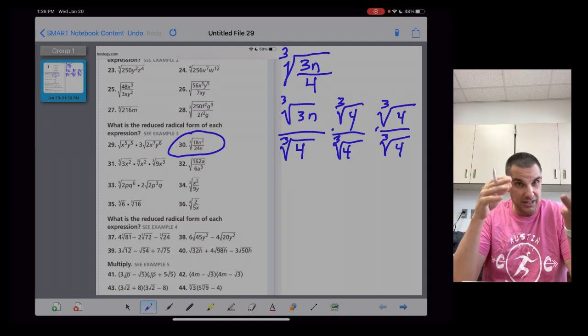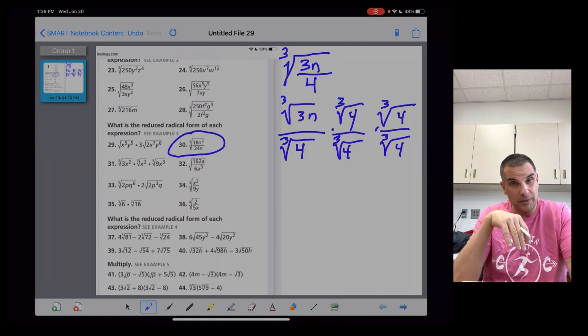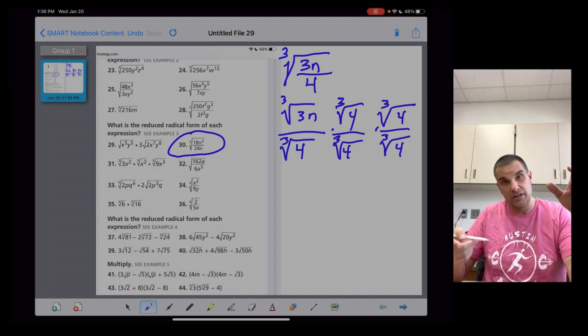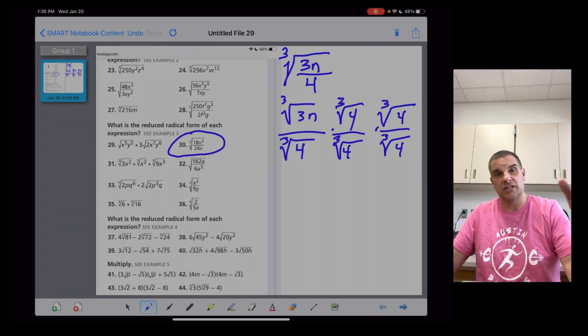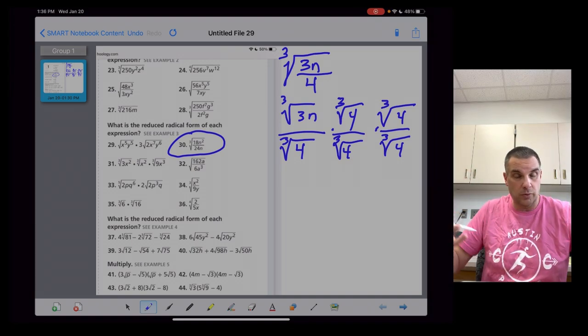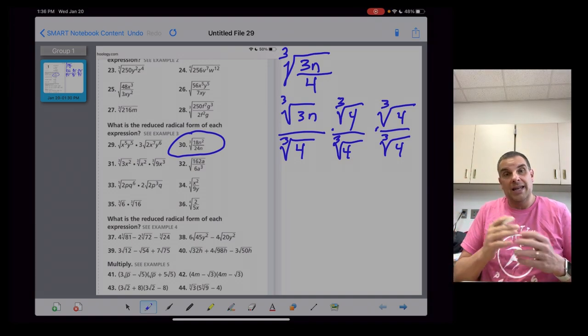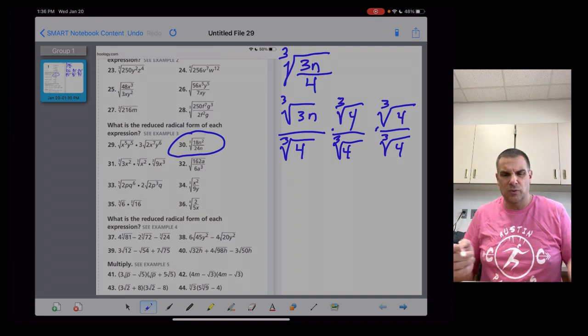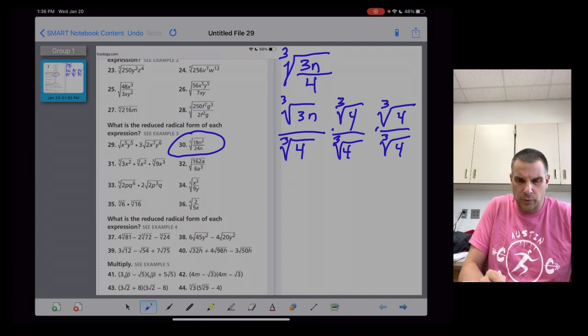If you have something that's to the index 4, you've got to go the fourth root of this times the fourth root of this times the fourth root of this times the fourth root of this, because you've got to get that perfect fourth term. Now we can go ahead and multiply 3n times 4 times 4. So 3 times 4 is 12, so that's 48.